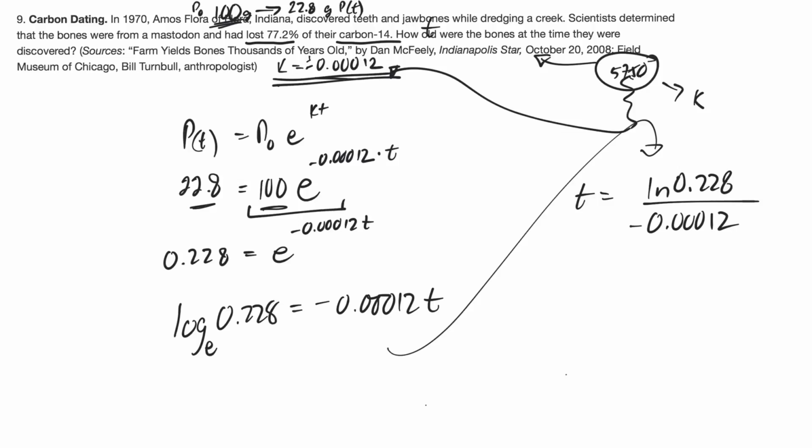Calculator time. So ln of 0.228 bracket divided by negative 0.00012. Go. Ooh, that's old. T is equal to 12,320. I think I did that right. Yeah, it looks right. Hopefully that's the right answer.